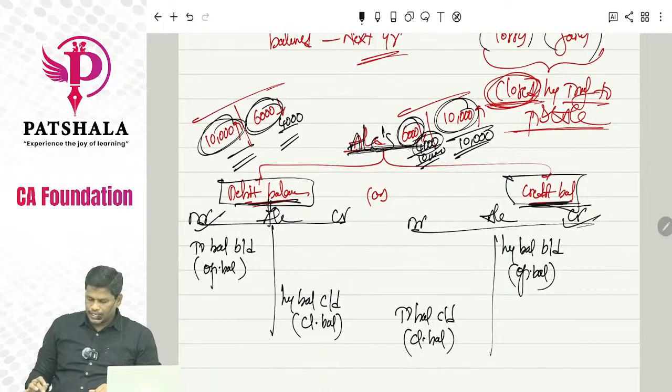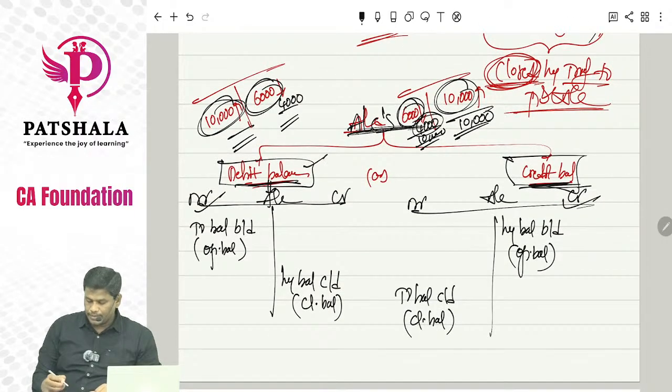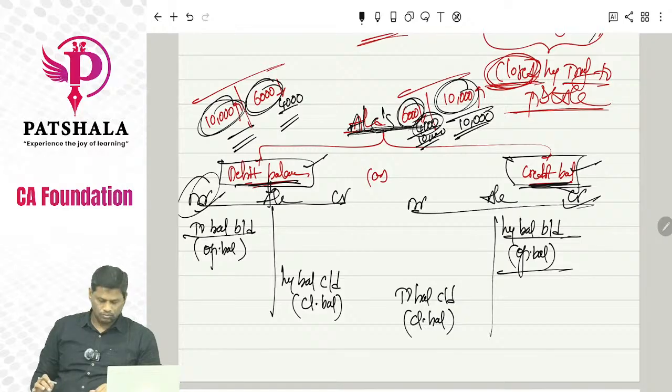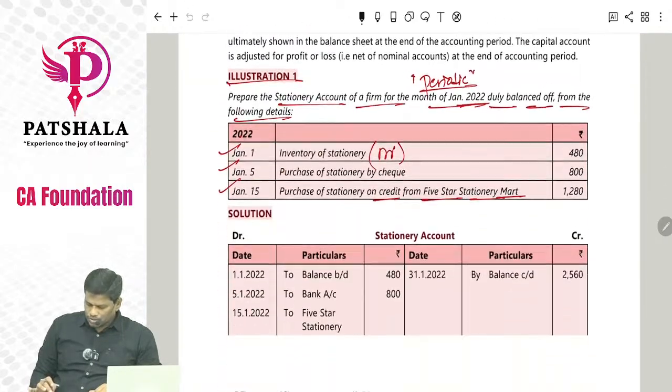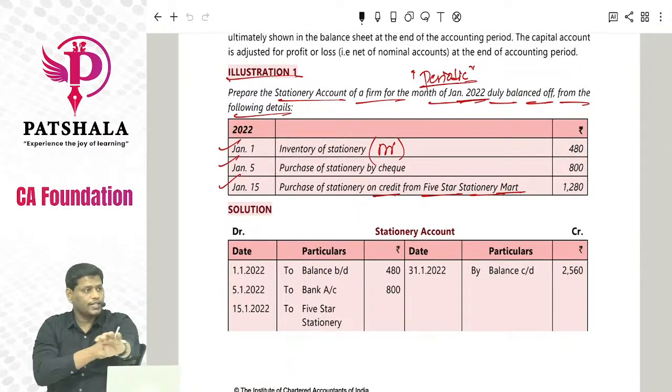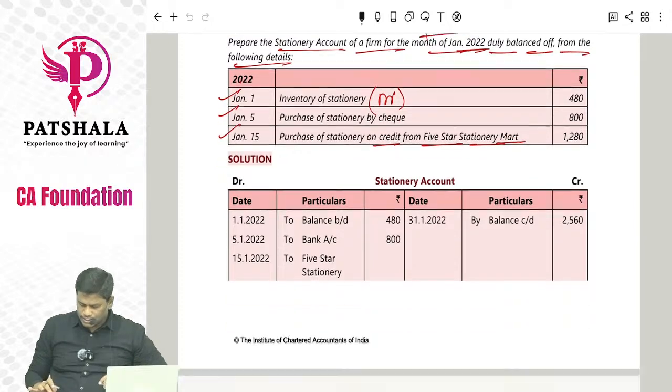Then I told you an account can show either a debit balance or a credit balance. If it shows a debit balance, we write like this: to balance brought down. If it shows a credit balance, we write by balance brought down. Okay, that's it. We have done with this first illustration, right? Let's do the second now.